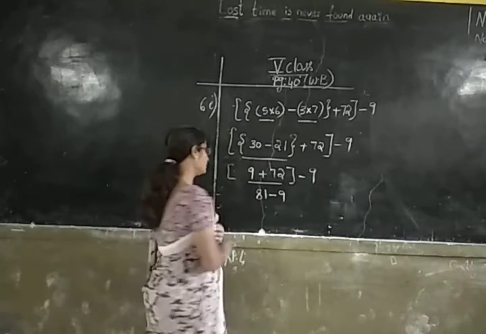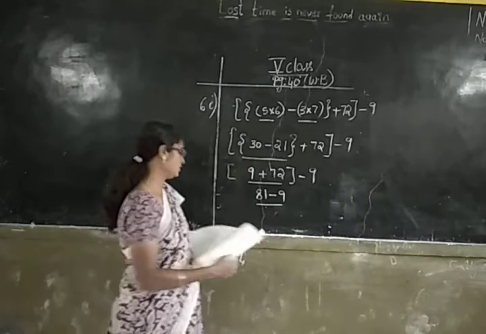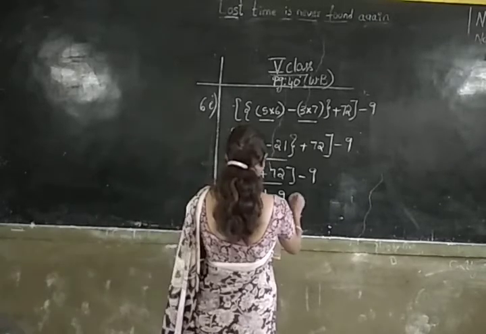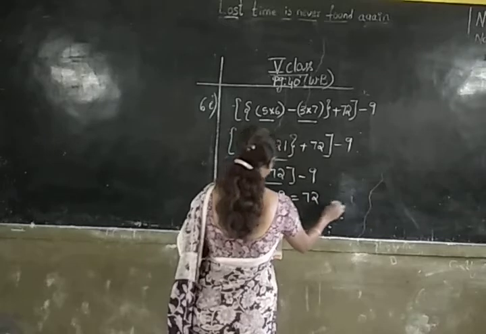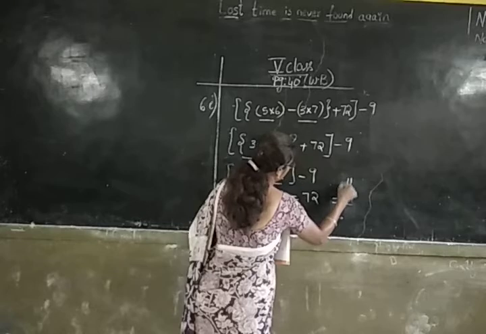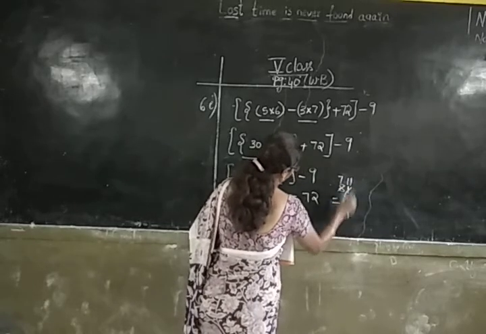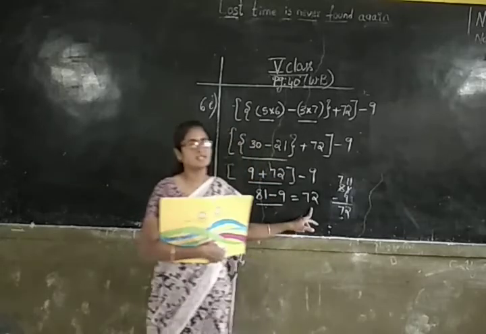Now you have to do the subtraction. So 81 minus 9 is equal to 72. 81 minus 9: 1 becomes 11 and 8 becomes 7. 11 minus 9 is 2, and 7. So the answer is 72.